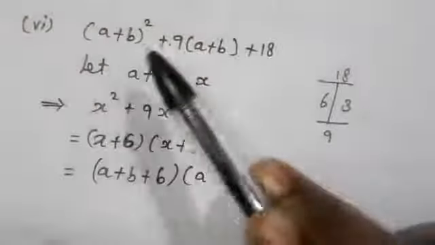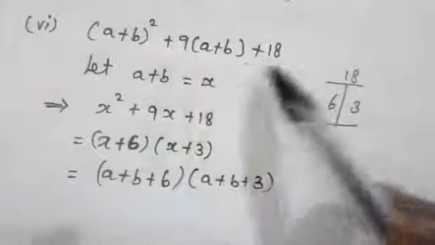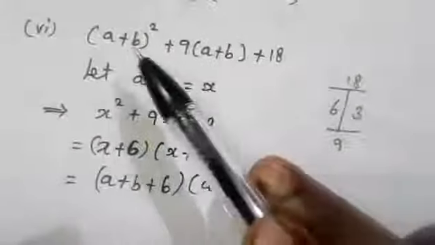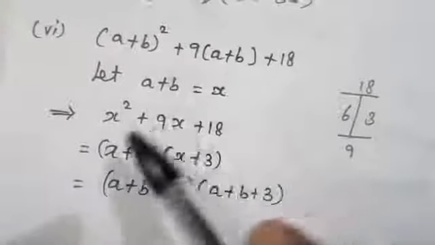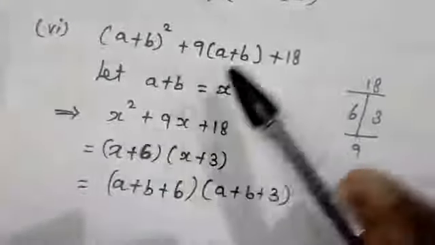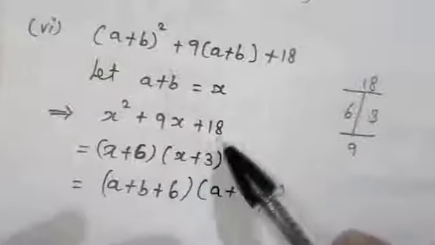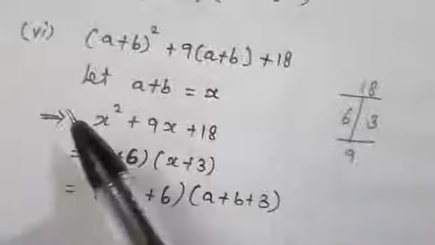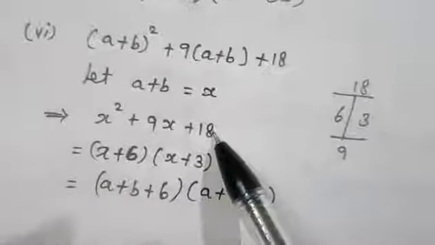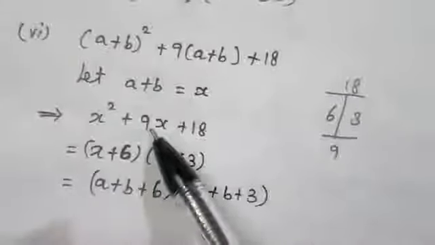Now sixth problem, a plus b whole square plus 9 into a plus b plus 18. Now we have to consider a plus b, let a plus b equal to x. So it is rewritten as x square plus 9x plus 18. It is in the quadratic form. Now the coefficient is 1.